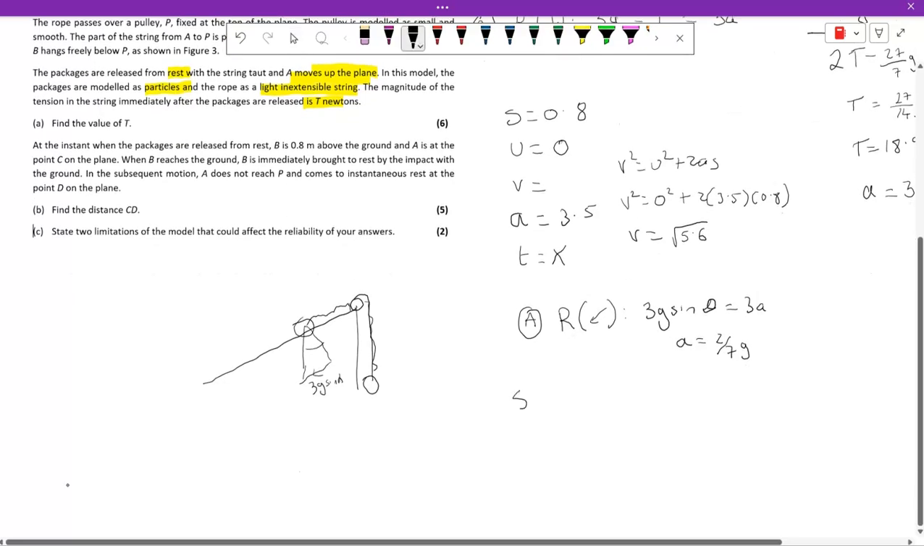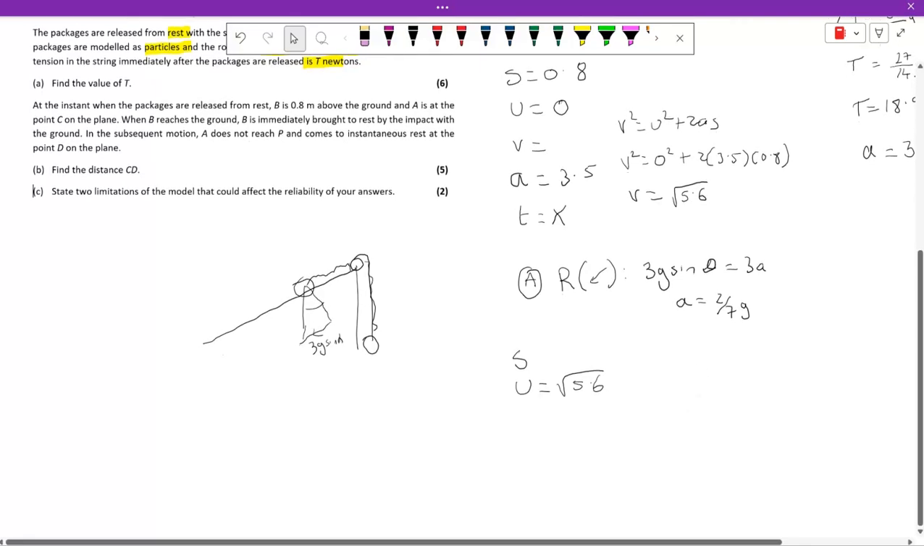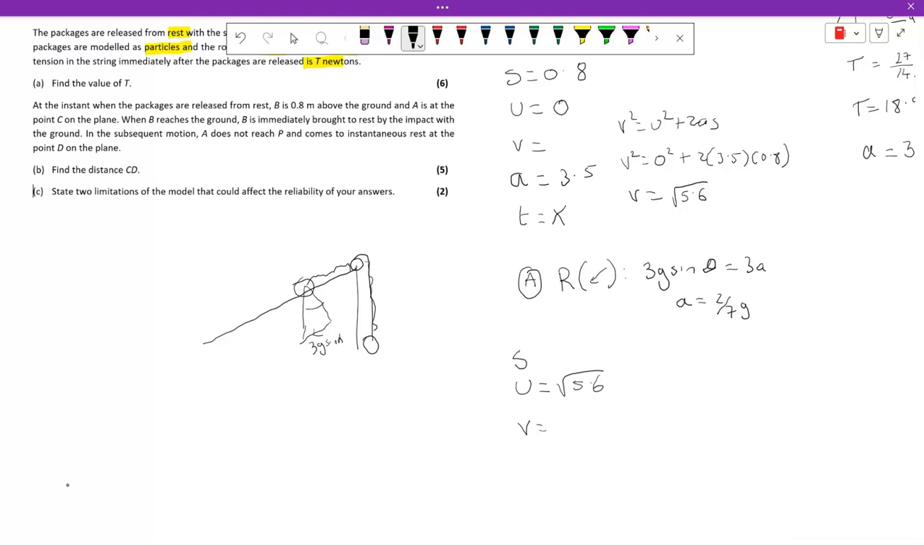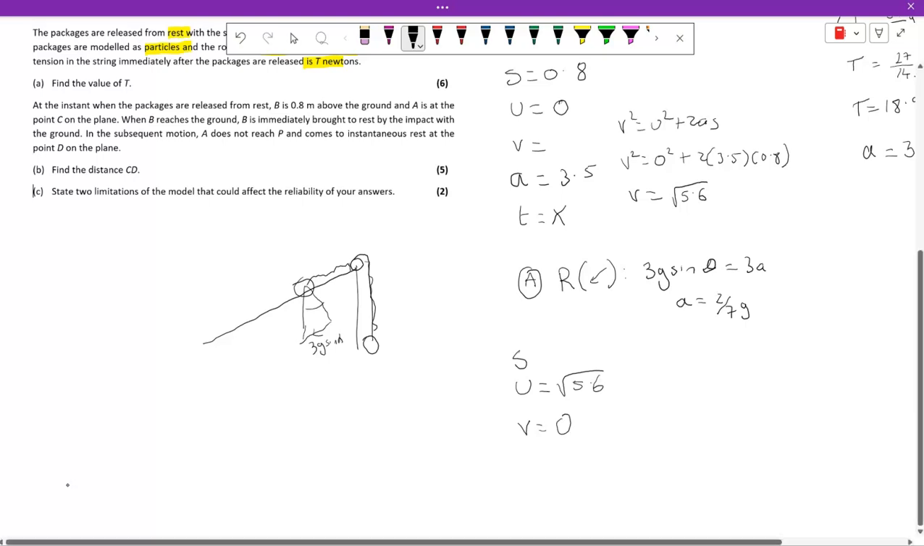So in the second phase, we know that the initial velocity is square root of 5.6 because the second phase starts immediately at the end of phase 1. So the final velocity at the end of phase 1 is going to be the initial velocity at the start of phase 2. The final velocity this time, what's going to happen is that the particle's going to keep moving up the slope, but eventually it's going to slow down and stop. So because it stops, the final velocity is 0. And the acceleration, we just worked that out as 2/7 g, but that was down the slope. And at the moment, I'm looking at up the slope. So this is going to be minus 2/7 g.